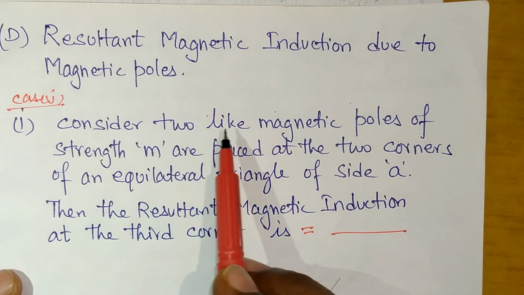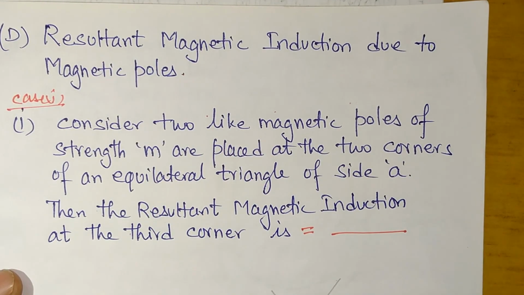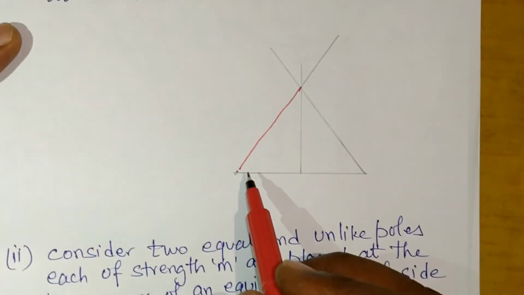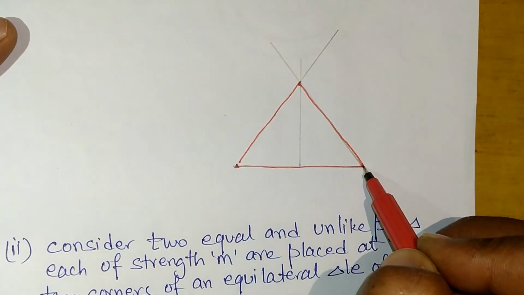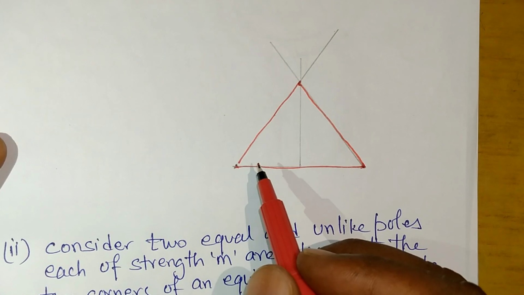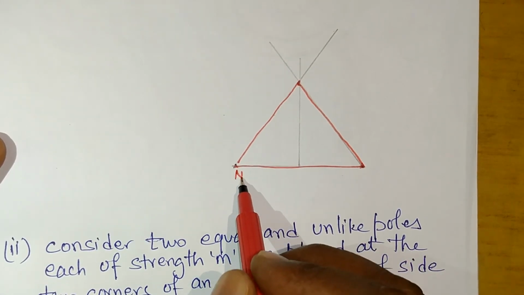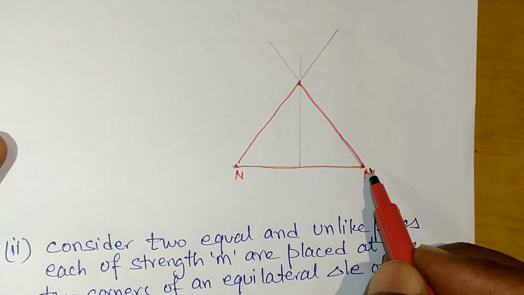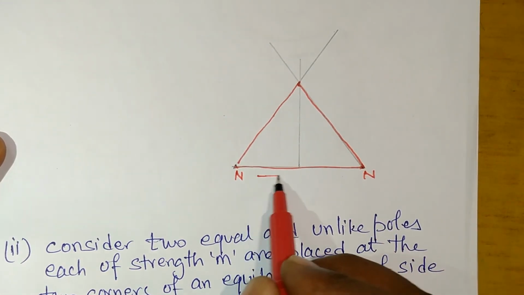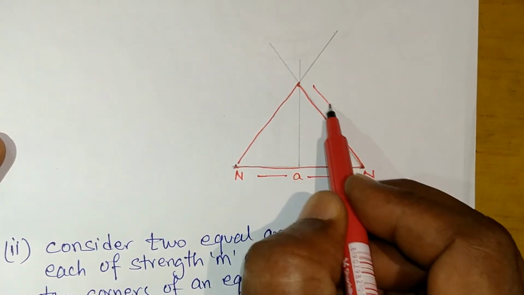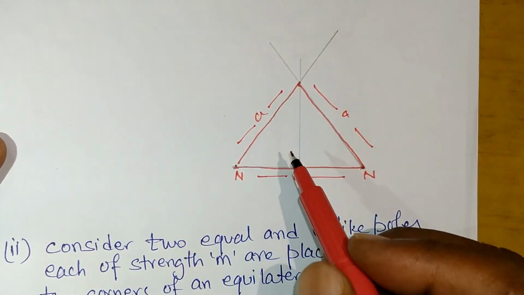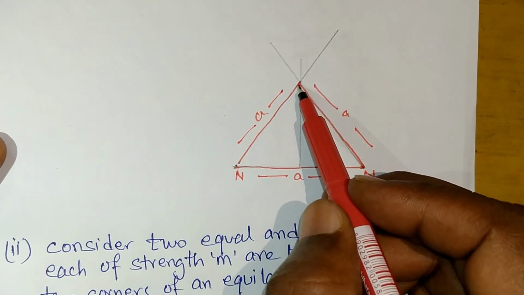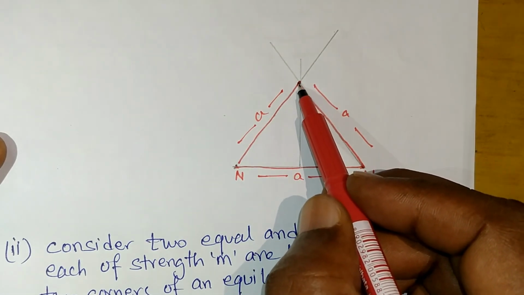So, consider two like magnetic poles. Let us take an equilateral triangle here, and take two like magnetic poles. I will take this as a north pole, and this is also a north pole. The length of the side of the equilateral triangle is A, therefore this side is also A, and this is also A. Now, what is the resultant magnetic induction at the third corner?